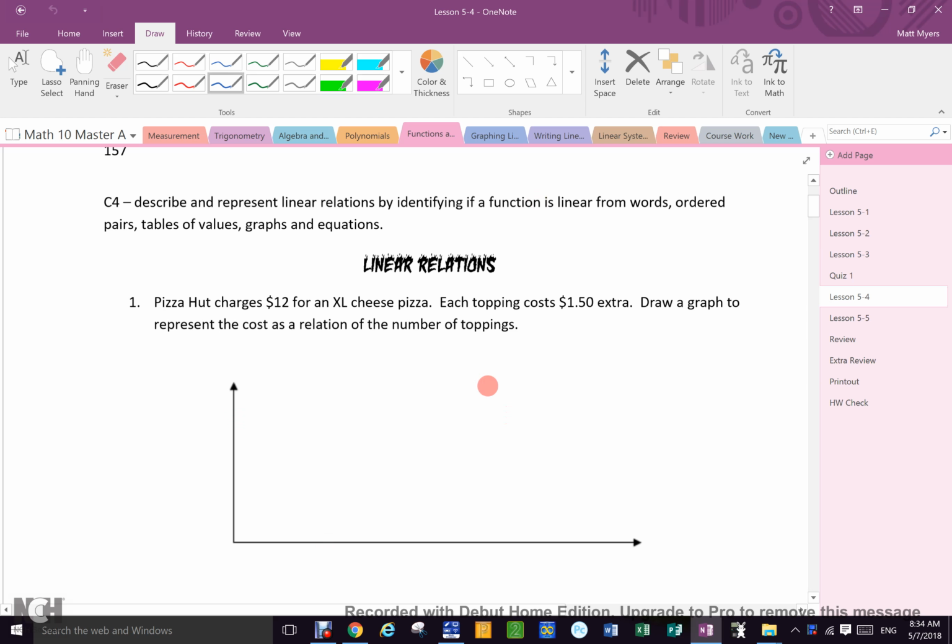I want a proper graph here, which means it needs all the things a graph needs. Scales, titles, input, output, a line if it's continuous, dots if it's discrete. Go. Talk to your neighbor if you need to.